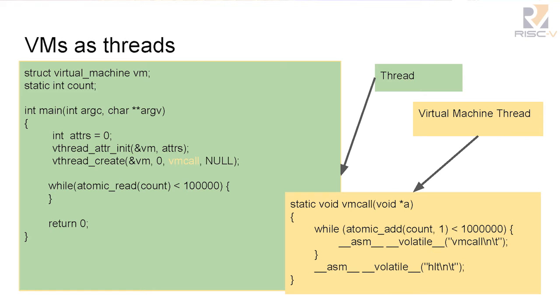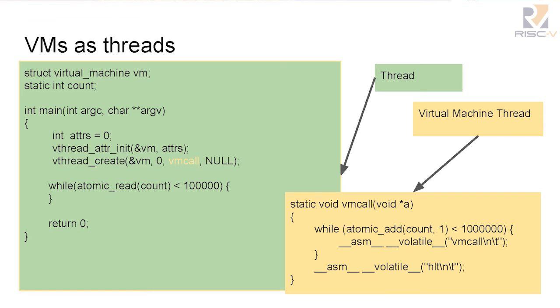And in the main, basically, we do a vthread adder init. This is designed to look like pthreads because everybody knows how to do pthreads. So we do a vthread adder init with a VM struct, and the attributes are 0. We can have other attributes. Then we do a vthread create, and the parameters are the VM struct. We have to have that. That's one difference from pthreads.